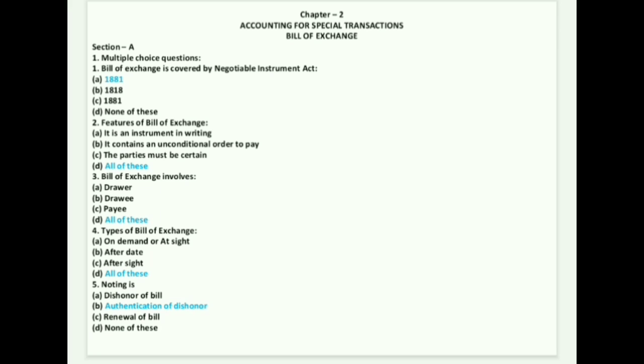Now bill of exchange involve what? Drawer, drawee, payee, or what? So guys, this is very easy question. Well, bill of exchange involve all these three: drawer, drawee, payee, all the above.